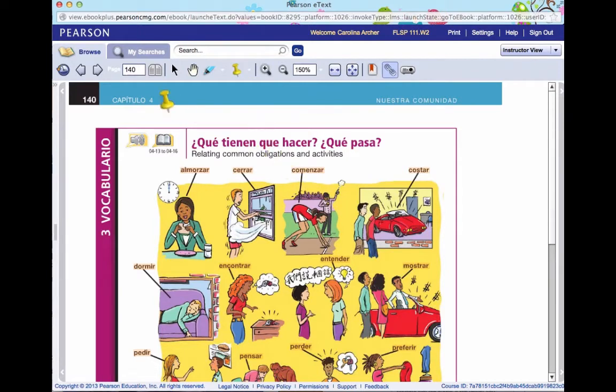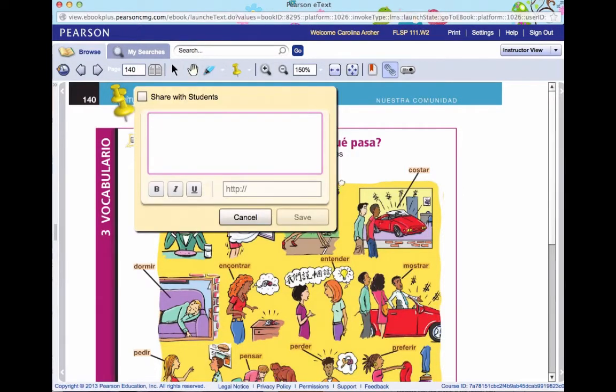Okay, we mentioned that expression briefly in the last chapter, in chapter 3, when we talked about expressions that require the verb to have, okay, instead of the verb to be. One of them was tener que plus an infinitive. All right, so tener que plus an infinitive is the expression we use when we want to talk about obligations. To have to do something, okay?